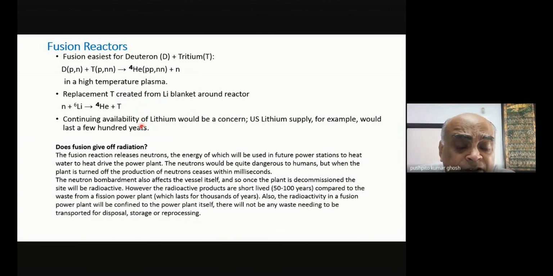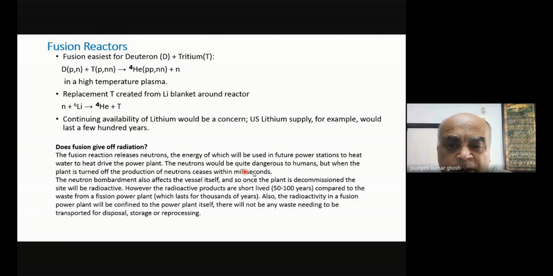Now there is also another concern. We know that fission generates a lot of radioactivity. There's residual radioactivity, and a lot of safety issues if there's a blow-up of the nuclear plant. Now, what is the situation with fusion? So let's just read this. The fusion reaction releases neutrons, the energy of which will be used in future power stations to heat water to drive the power plant. Not really, because the neutron will really go into making tritium.